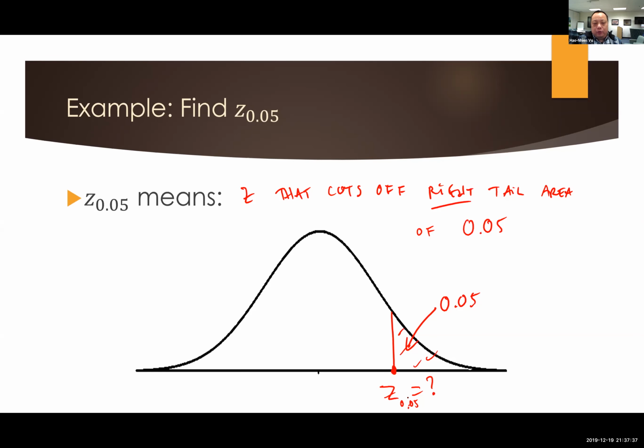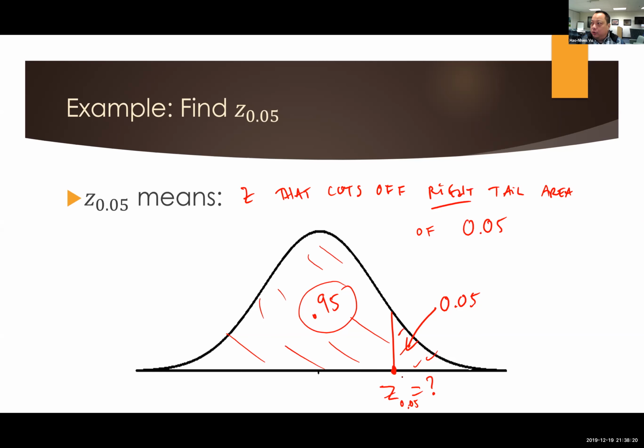So that means we're looking for a number that's on the axis, meaning on the edge of the table. Okay? And again, we're reminded that the table shows the area to the left. So that means we need this area to the left. And if it's 0.05 to the right, then it's 0.95 to the left, because the whole area is 100% or 1.0. So that means the area to the left has to be 0.95. We're going to look for this z, okay?